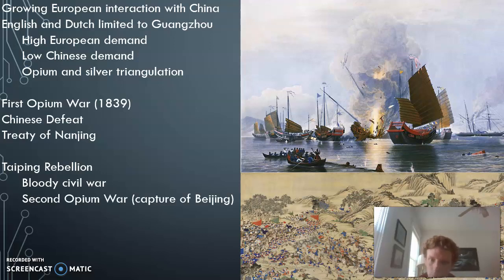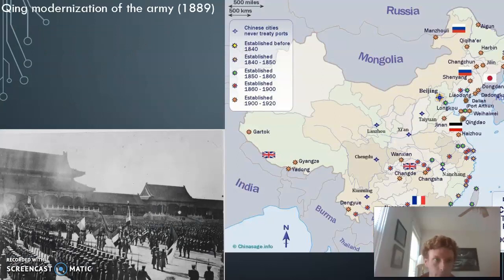The British and the French seize this opportunity to fight and win a second opium war, and to capture the city of Beijing, to drive the Qing out of Beijing, basically in total humiliation. Now, the Qing dynasty rallies in the second half of the 19th century, or really the last quarter of the 19th century. The Taiping Rebellion and the Opium Wars force the Chinese to modernize the army, to try and bring together Western technology and Confucian values.